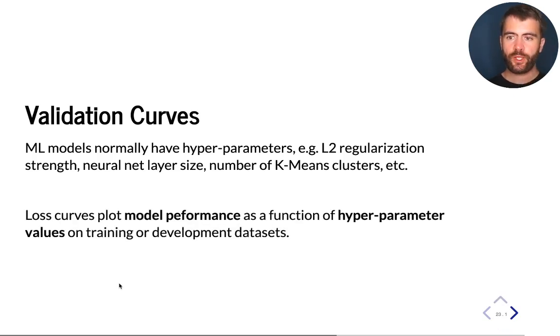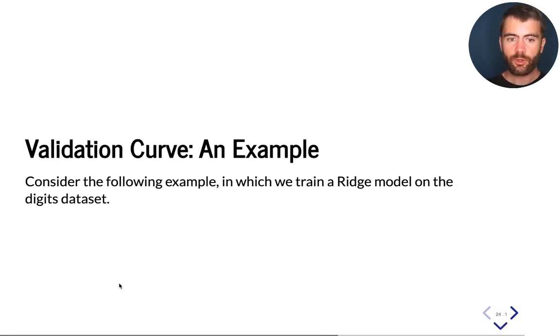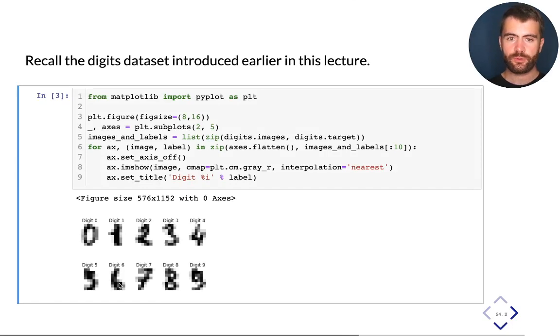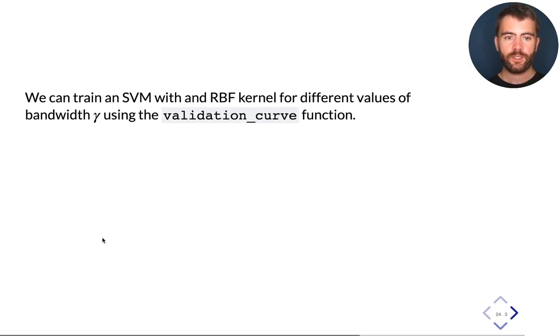A validation curve explains the effects of the hyperparameters by showing model performance as a function of specific hyperparameter values, and it does that both on the training and the development sets. As an example of a validation curve, consider the following example. We're going to train a model on the digits data set that we have introduced earlier in this lecture, and these are some examples of digits in our digits data set. We're going to train an SVM with an RBF kernel using different values for the bandwidth hyperparameter of this kernel.